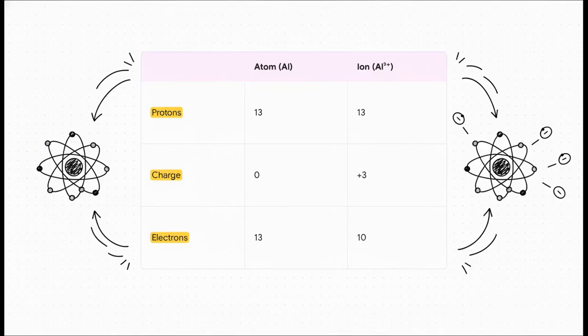But what about ions? You know, atoms that do have a charge. Well, let's take a look at aluminum. Its atomic number is 13, so it always has 13 protons, no matter what. As a neutral atom, it also has 13 electrons. But to become more stable, aluminum, being a metal, gives away 3 of those electrons. It still has its 13 protons, but now it only has 10 electrons. That imbalance gives it an overall charge of +3.